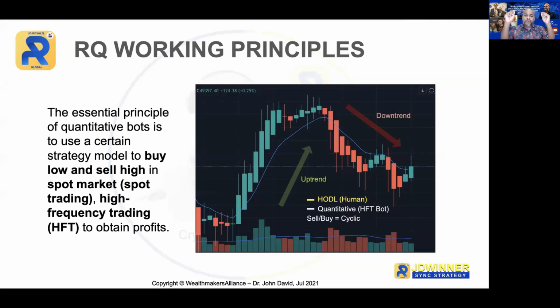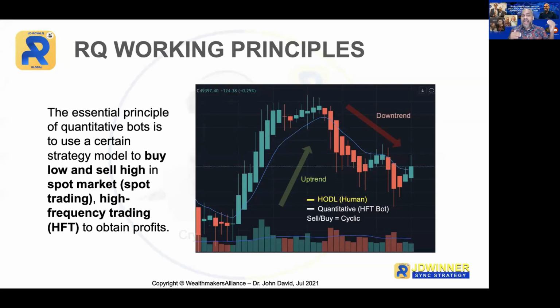If you are new to Royal Quantitative and you don't understand what is Martingale and so on, please watch this very, very attentively. Now, the essential principle of quantitative bot is to use a certain strategy model to buy low and sell high. Remember that, okay? Now, there will be a question here, and I will answer that very shortly.